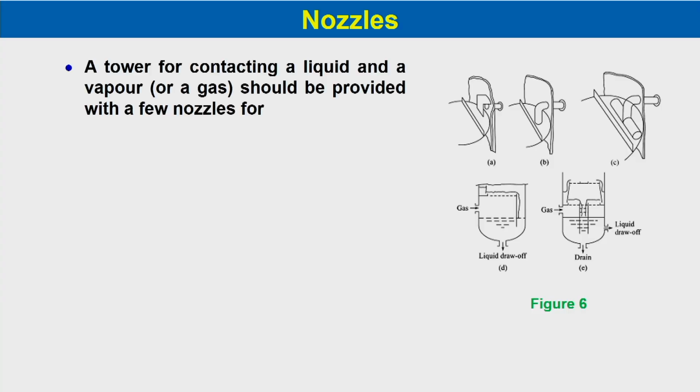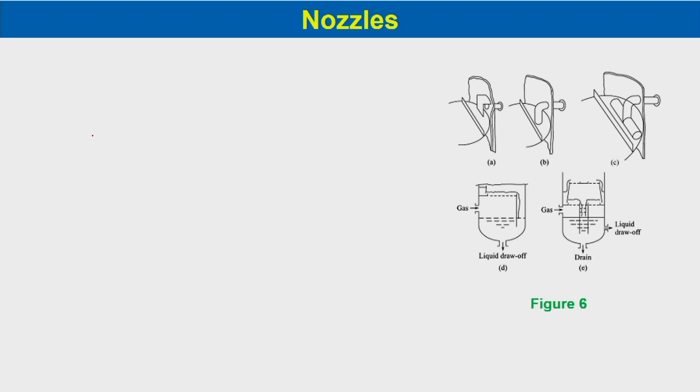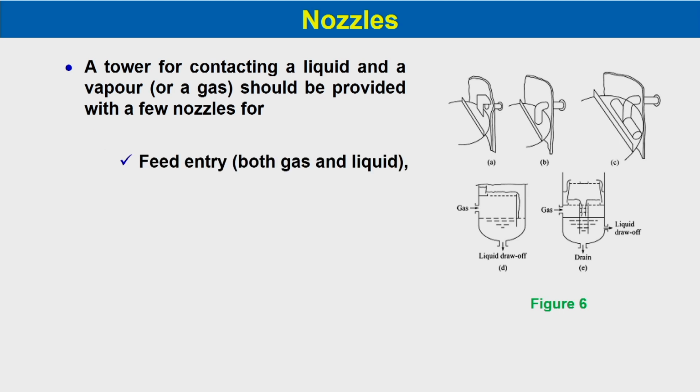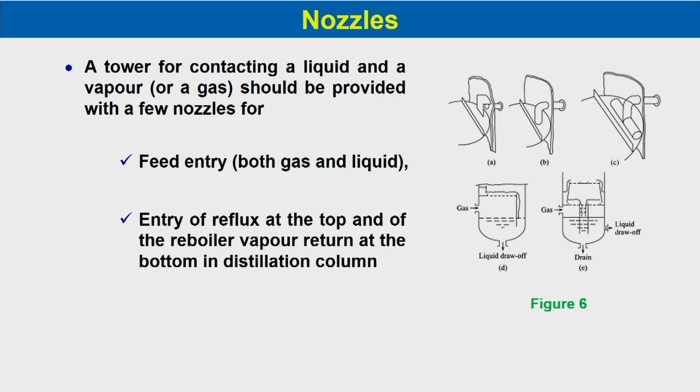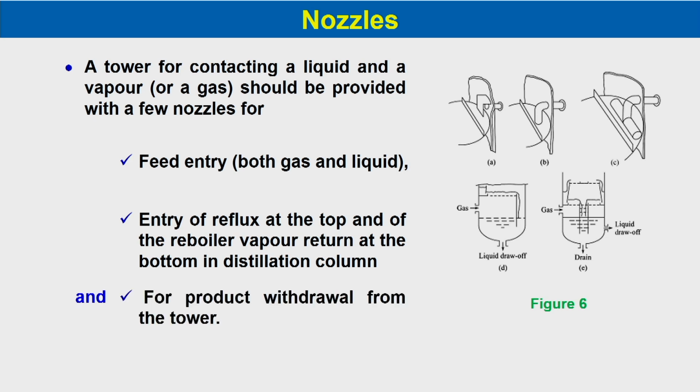Now, nozzles. A tower for contacting a liquid and a vapor or a gas should be provided with a few nozzles for feed entry, both gas and liquid, and then entry of reflux at the top and the reboiler vapor returned to the bottom in a distillation column. And also for product withdrawal from the tower. So, for these places we need to have nozzles at different locations.